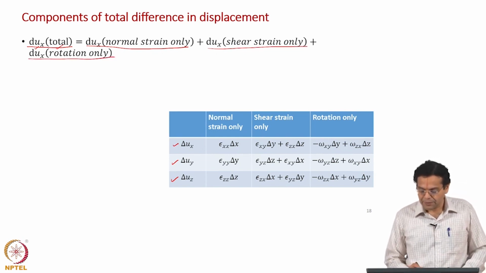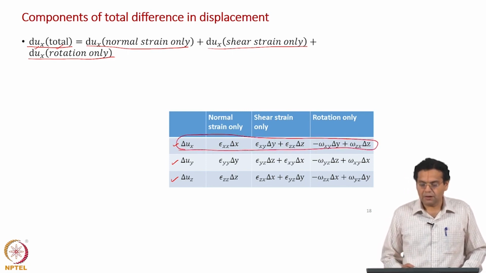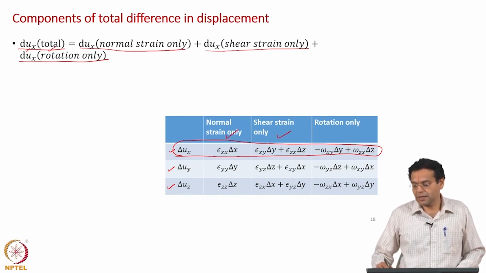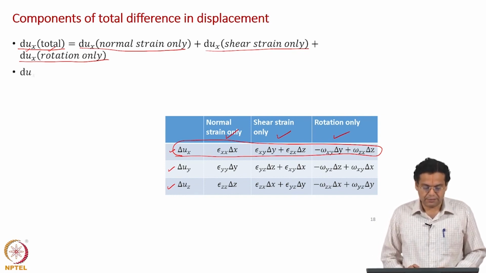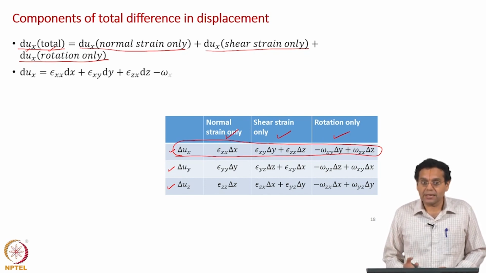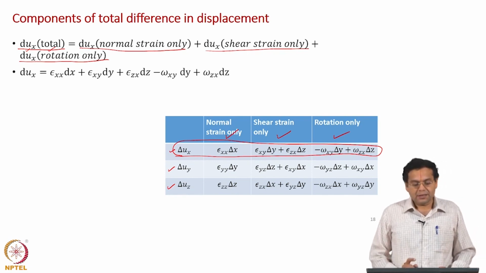What is it that we are going to do? We are going to sum up all the components, all the terms in the first row. All of them correspond to difference in x displacement coming from contributions from normal strain, shear strain and rotation. We are going to sum up all of them. Let us do that and see what we get. Okay. That is the first term, normal strain. These two put together shear strain, these two put together rotation.